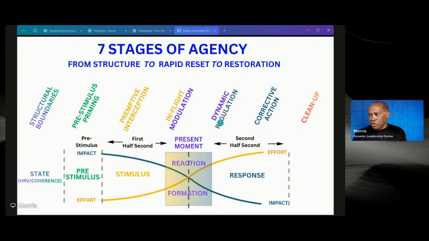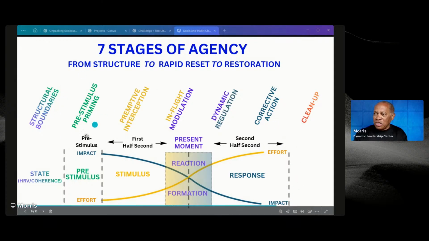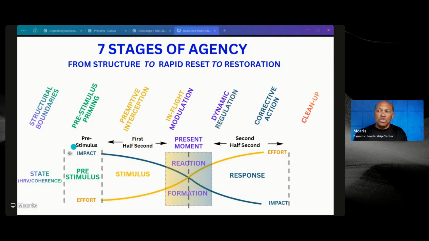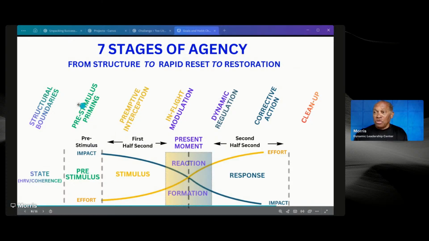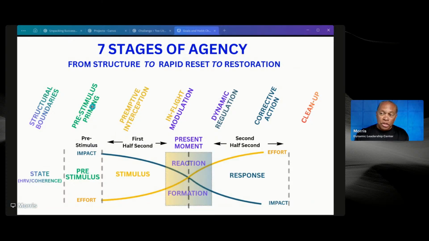And then you have dynamic regulation. So these are the areas where we can apply neuroplasticity. Structural boundaries, you know how to set boundaries. But once you get into this zone of the stimulus reaction response, this is where the habits are kicking in. And to do anything with this, you're doing it early on. So the preemptive stimulus priming, that would be like your perpetual question. Then the preemptive interception, that's the positivity exercise I was referring to.